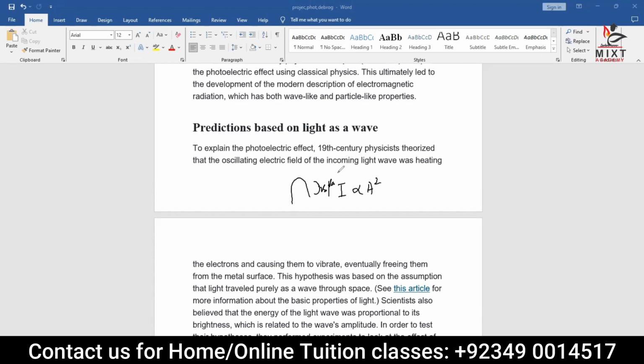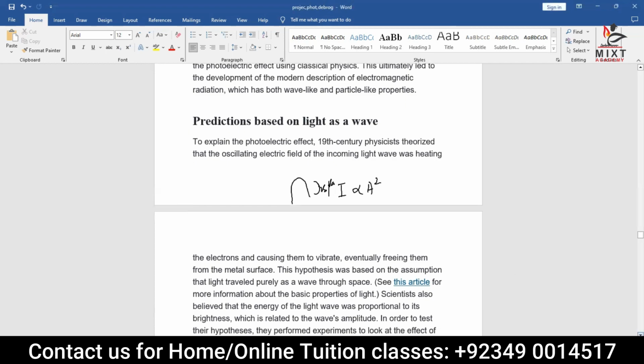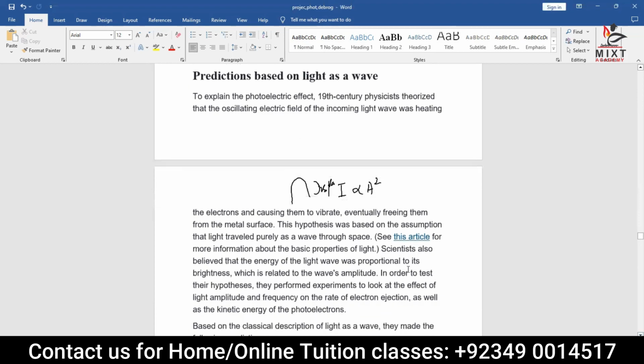So what they were thinking at that time was that incoming light was heating the electron and causing them to vibrate and eventually freeing the electrons from the metal surface. Now, a very interesting fact is that scientists also believed that the energy of a light wave was proportional to the brightness, which is related to the wave amplitude. So basically, more brightness means more intensity. More intensity means more amplitude. That was the thinking of the scientists of that era.